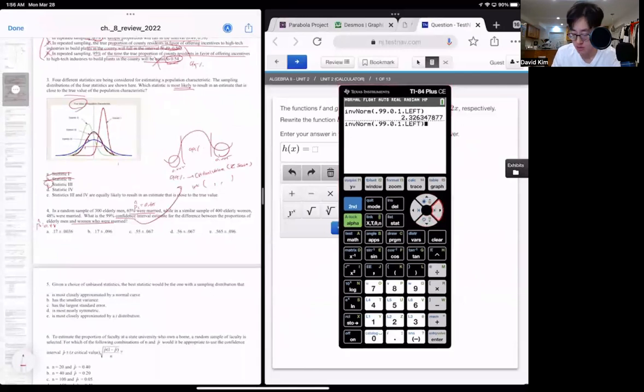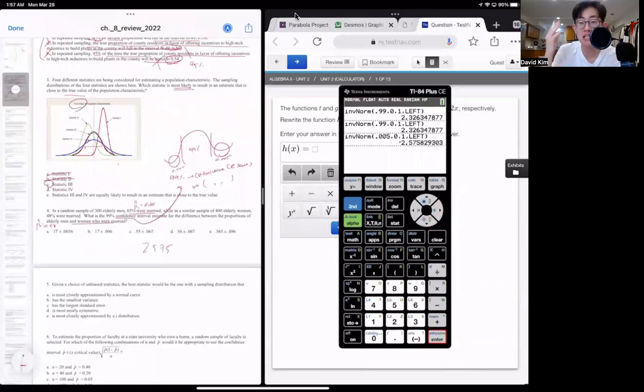Like, oh, I see 99%, so this is what we're going to do. That is a grave mistake. You're going to go to second vars and you're going to go to inverse norm. Area is 0.005 for a 99% confidence interval. You'll press paste.